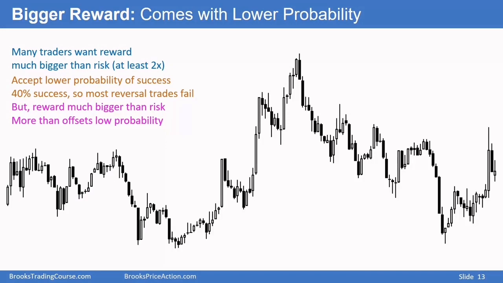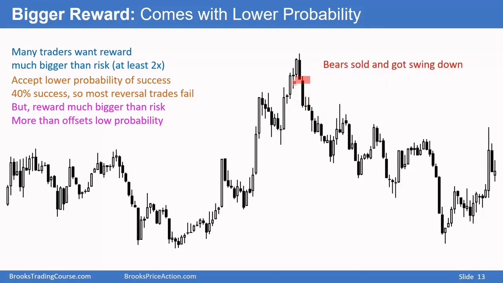Reversal trades in general are low probability trades, but the stop is not far, so the risk is small. And you might be entering at the beginning of a big trend, so the reward is very big. Very big risk reward, very strong risk reward. Reward much bigger than risk, but the probability is only about 40% when you have a good looking reversal setup. However, the reward being so much bigger than the risk more than offsets the relatively low probability, and the trade is still good.